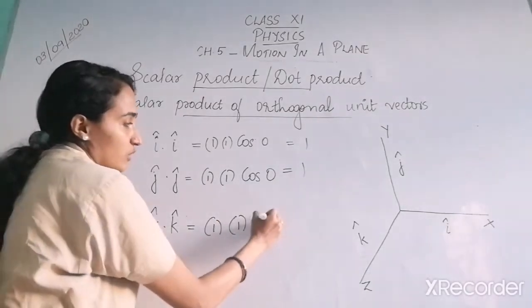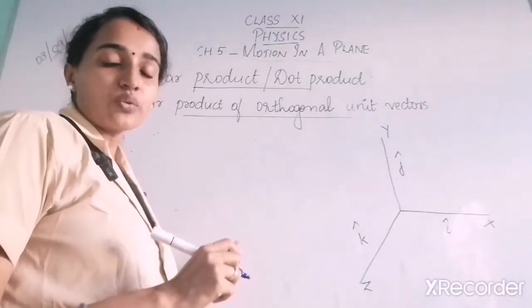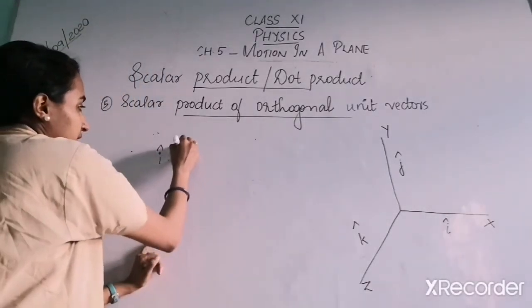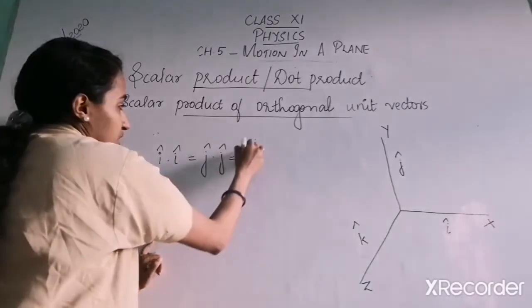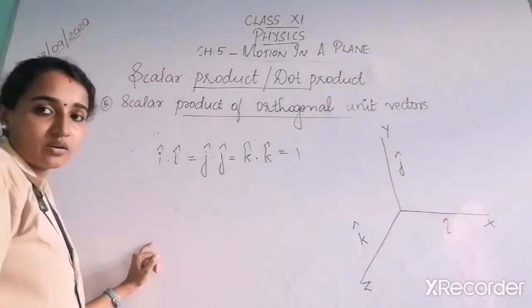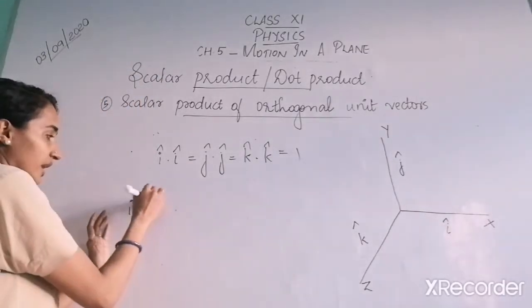Isn't it? So from this, what can we conclude? We can conclude that i dot i is equal to j dot j is equal to k dot k will be equal to 1.